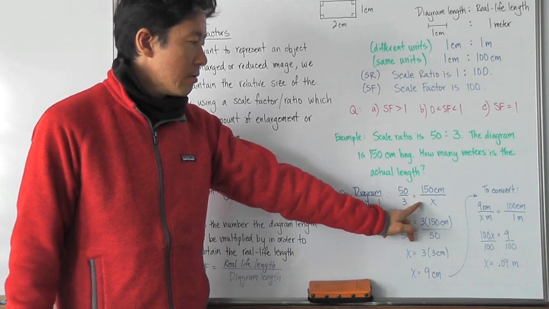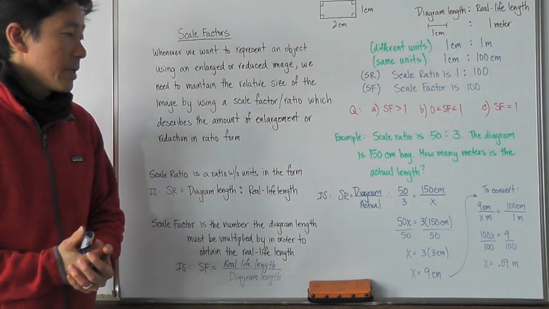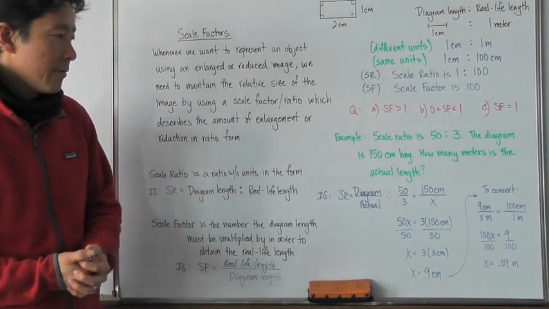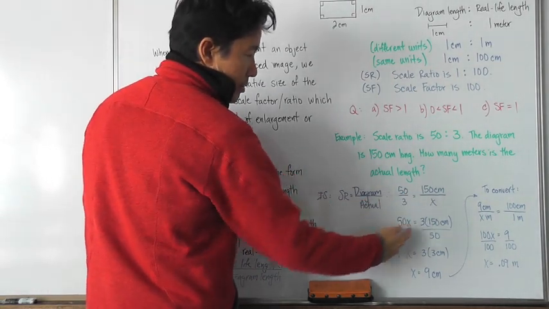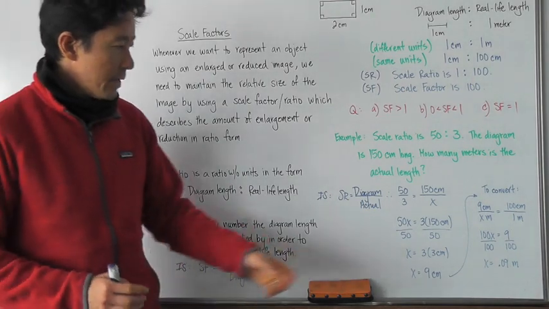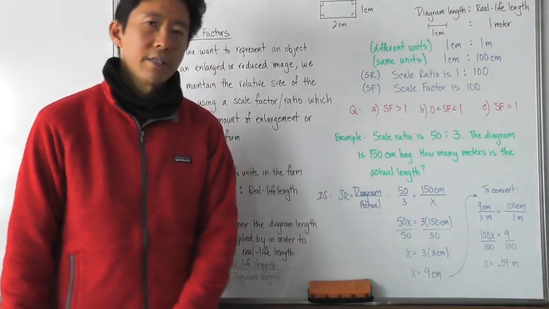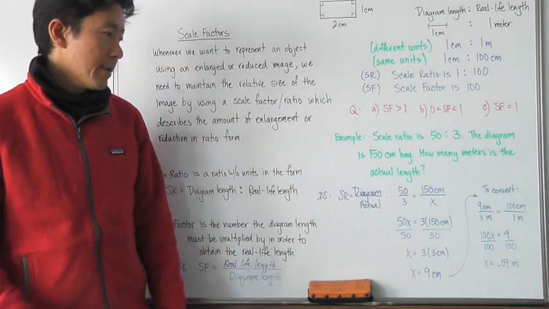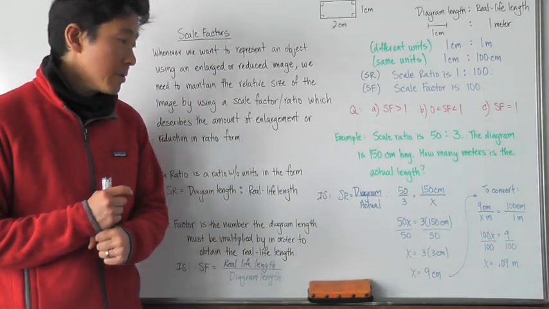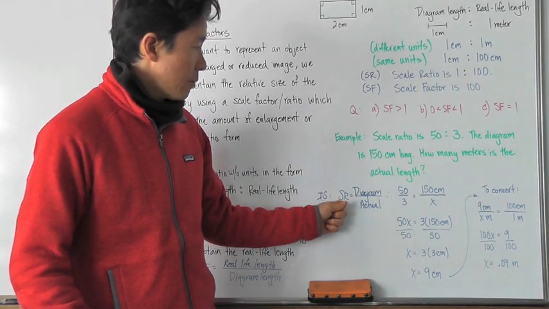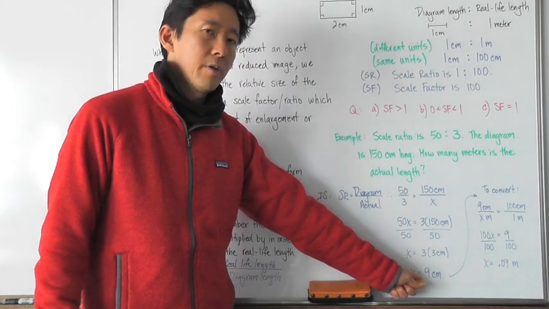Now, being that you have the equality of two ratios, you have what is called a proportion. And once you have a proportion, we can cross multiply to solve for our variable. So I take 50 times x is equal to 3 times 150 centimeters. If I divide both sides by 50, I come out with 3 times 3 centimeters, which is 9 centimeters. The one thing you need to notice is that I included the units of measure. The reason is that our scale ratio does not include any units of measure, and so we need to be careful about the unit of measure that we're dealing with.